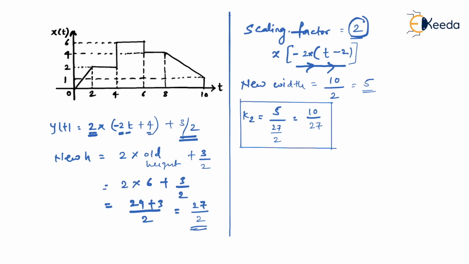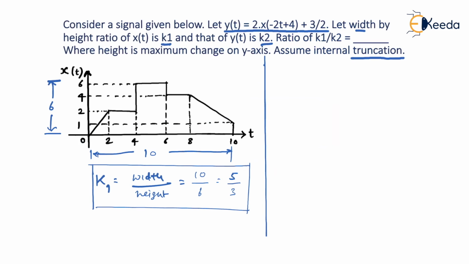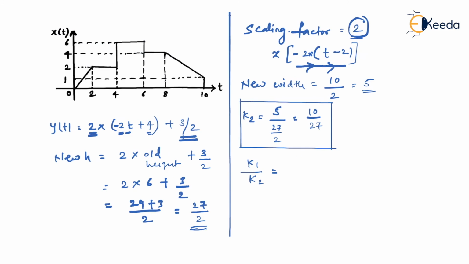So what they were asking me, that is K1 by K2. K1 by K2. So let us recall what was K1. K1 was 5 by 3. So it is 5 by 3 divided by 10 by 27. I can rewrite this as 5 by 3 multiplied by 27 by 10.